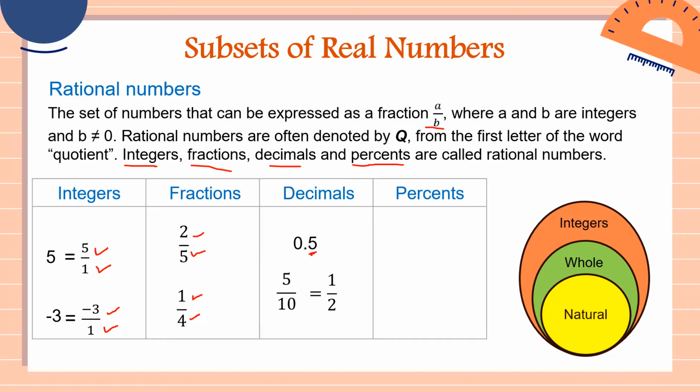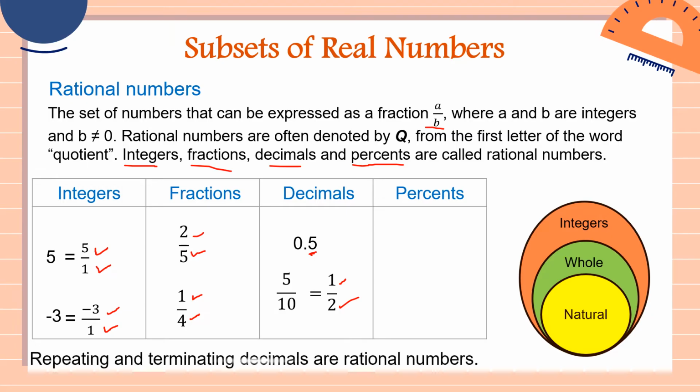So therefore, class, a decimal can be a rational number if it has a numerator and a denominator. But once again, class, for decimals, remember this one: repeating and terminating decimals are rational numbers. So only repeating and terminating decimals. Now, what are those terminating decimals? Terminating decimals, class, have an end.